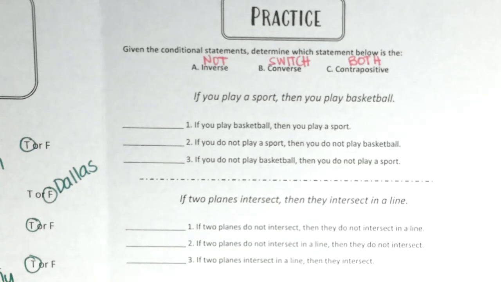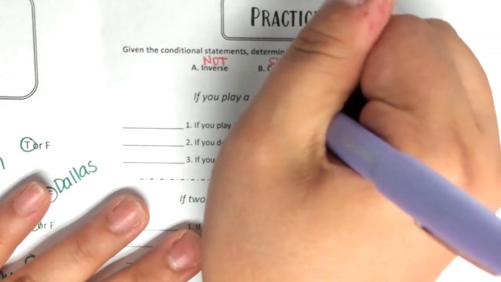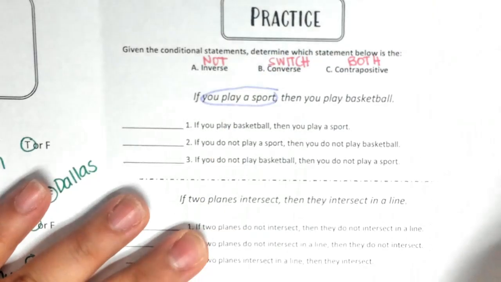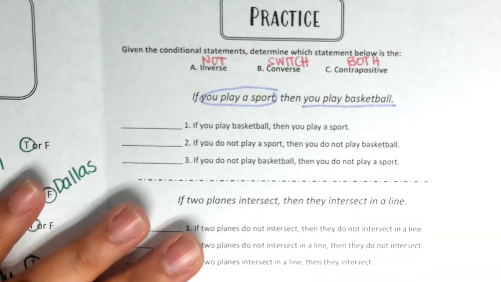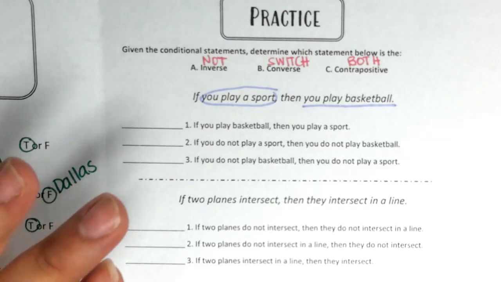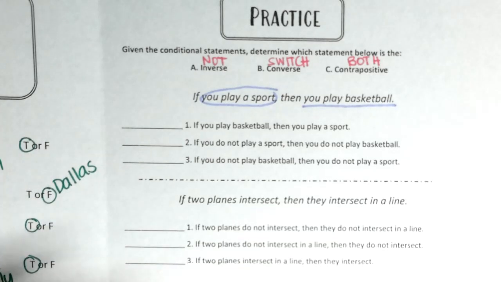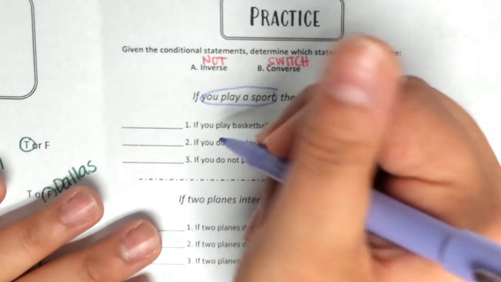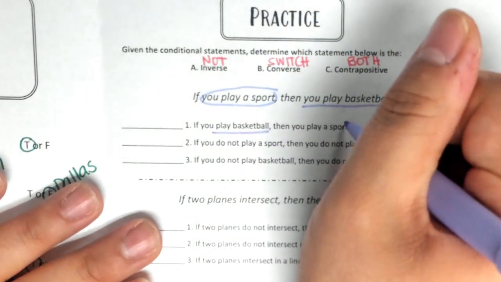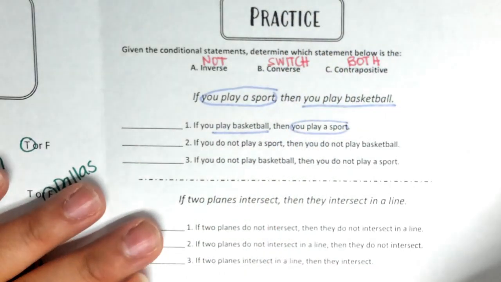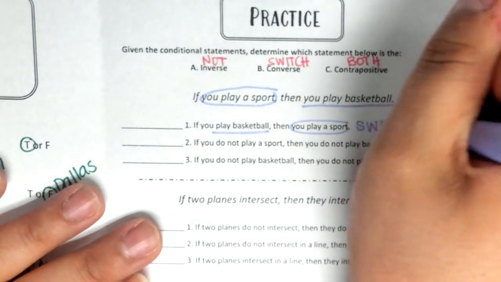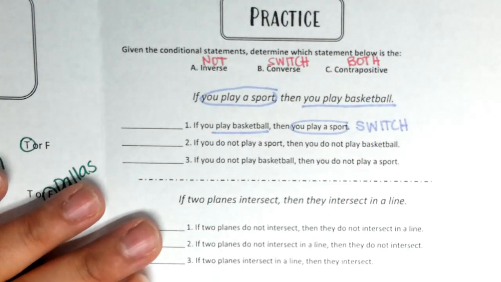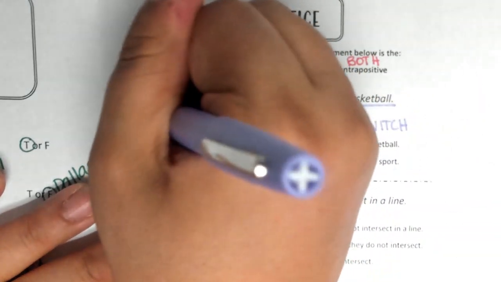Y'all look up, please. If you play a sport is my hypothesis. What's my conclusion? If you play a sport, you play basketball. Now, number one has you play basketball first and play a sport last. What did it do here? It kind of did a little switcheroo. What letter was the switcheroo? B.